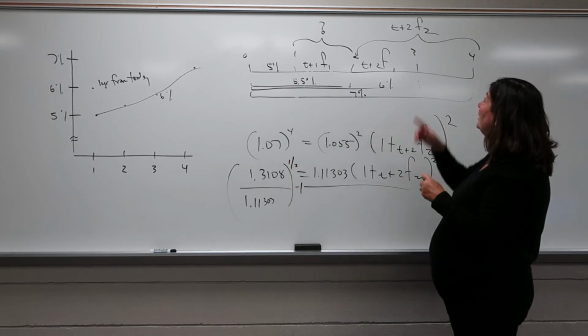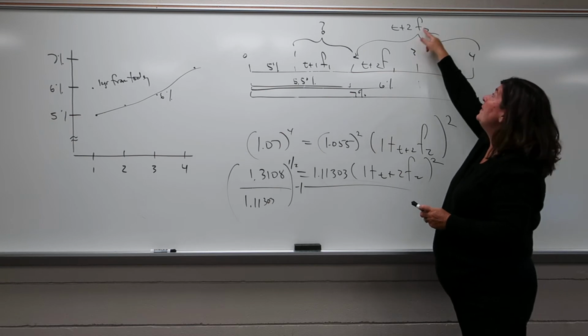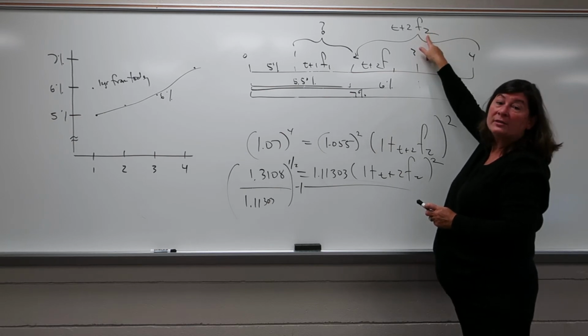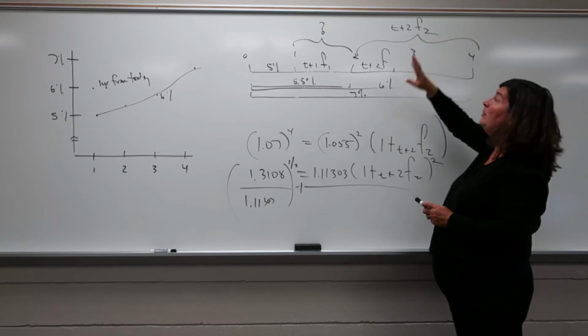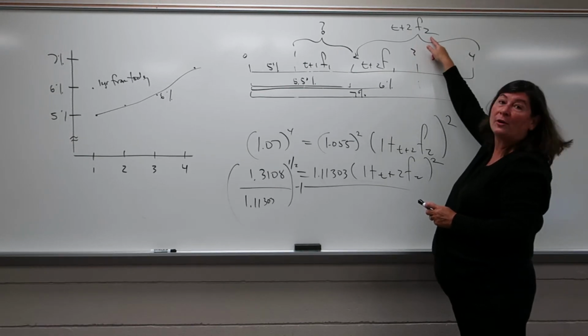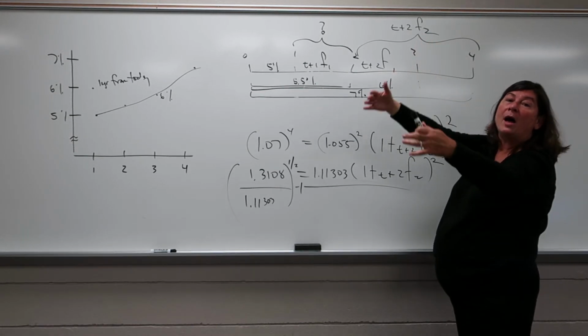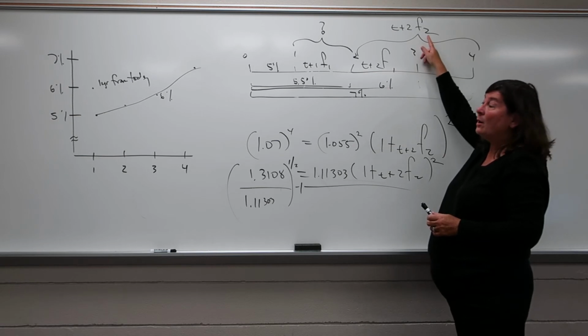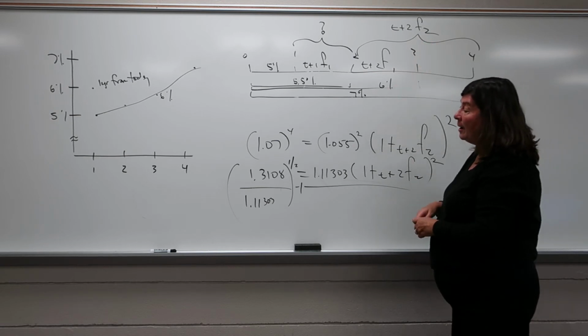And here's one little trick. You're always taking the root that is the number to the right of the f. So if I'm looking for a 3-year bond rate, I'd take the 3rd root. If I'm looking for a 4-year bond, I'd take the 4th root. So you're always looking for this root. So let's see what we've got.